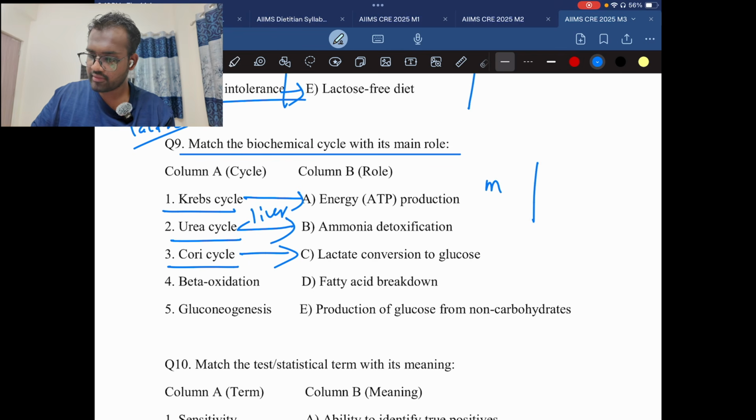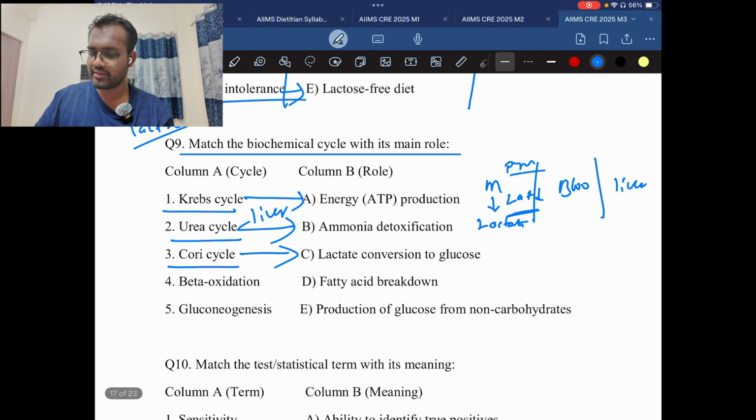Take the muscle tissue, the blood, and the liver. From the muscle, if there is rapid movement, anaerobic respiration happens in glycolysis and produces lactate. This lactate is produced from pyruvate in the presence of the lactate dehydrogenase enzyme, LDH, and it enters the blood. From the blood, this lactate goes to the liver, where the same enzyme converts the lactate to pyruvate, and the liver converts it into glucose.